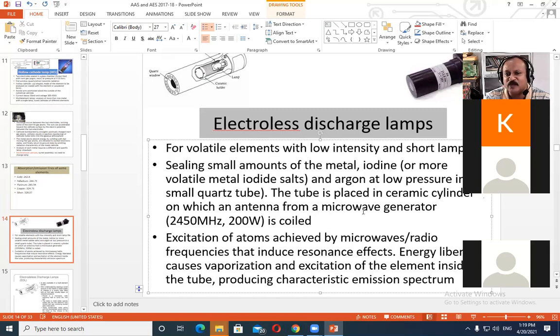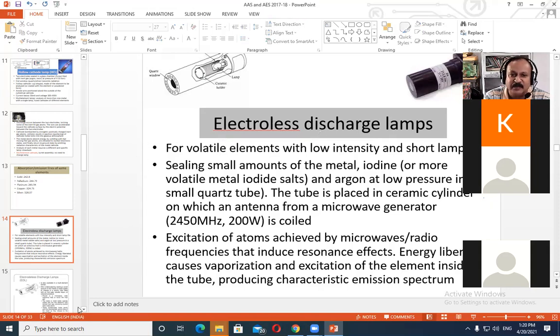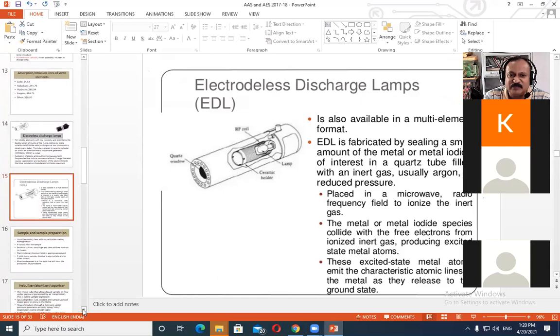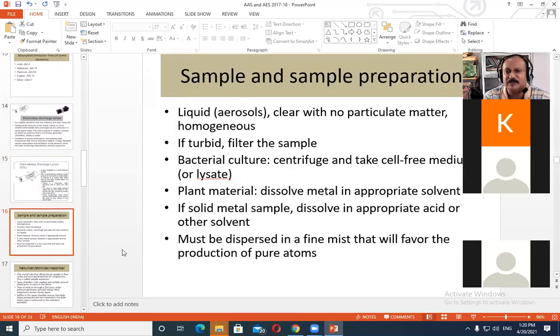And then using a microwave generator, the microwaves are generated, and these microwaves will cause excitation of the atoms. The advantage here is that we get the characteristic emission spectrum from these lamps, and the life of the lamp is also comparatively very good as compared to the hollow cathode lamps. Then we move on to the next one. That is the same information which I had written on the earlier slide, so I will just skip that slide.